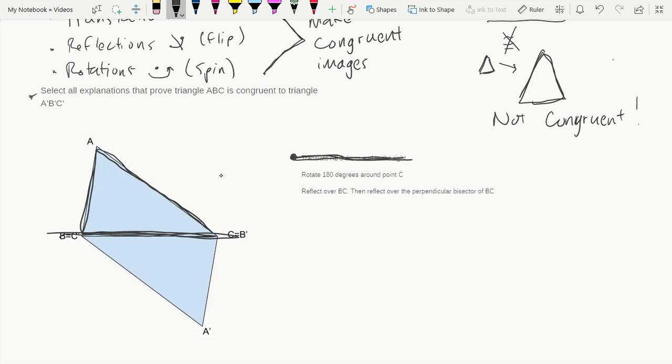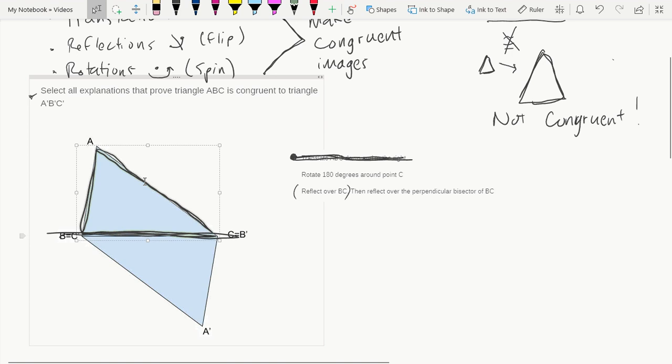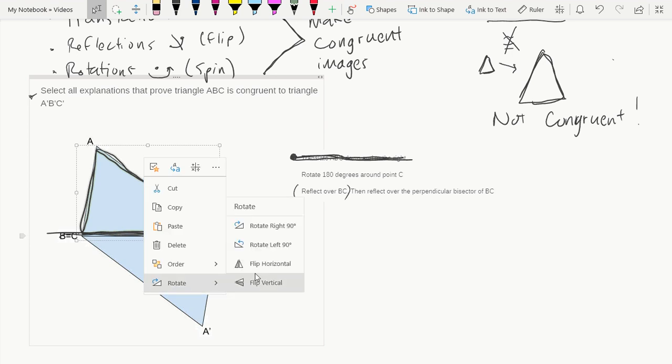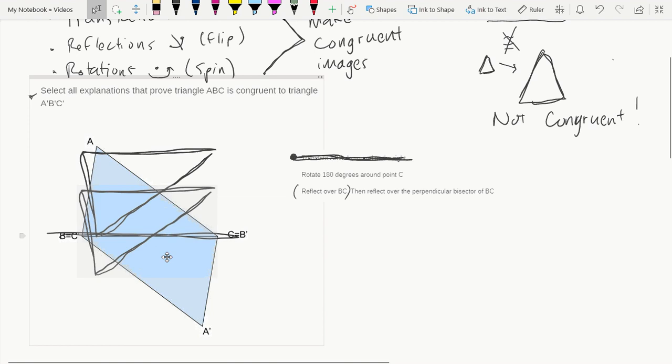Hang on. So reflect over... Oh, it gave me two. Guys, I almost screwed that up. So the first one is reflect over BC. Let's see where this goes. Okay. So we flip it that way.